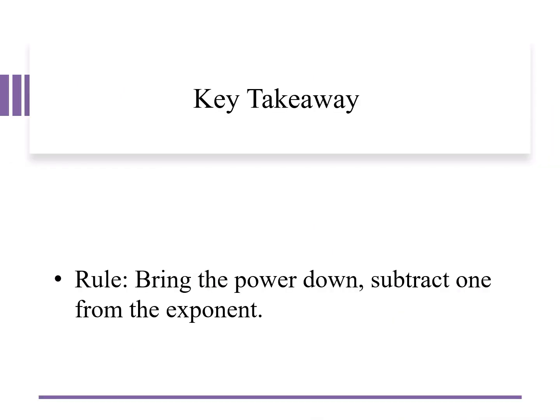So to summarize, the power rule is really straightforward. Bring the exponent down, multiply it with the base, and then subtract 1 from the exponent.